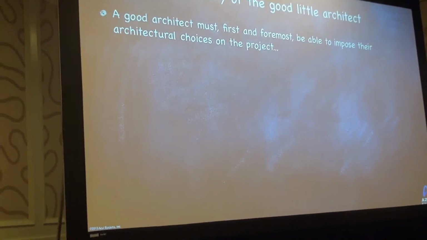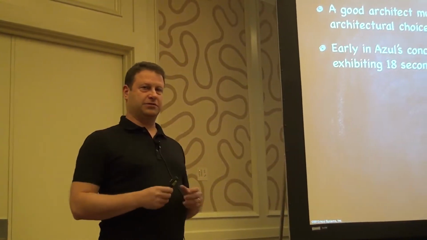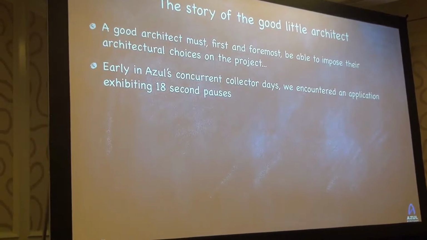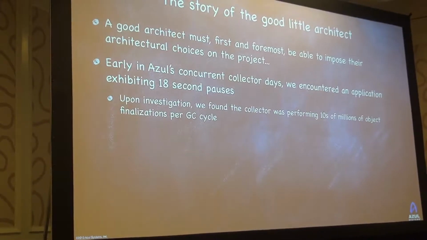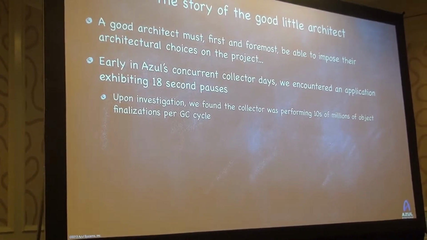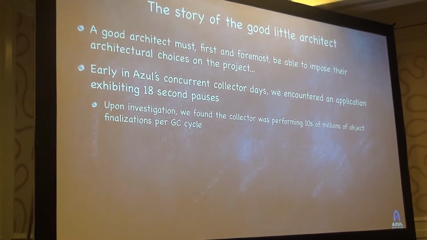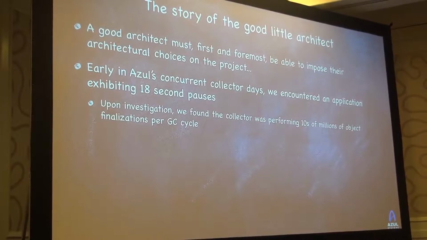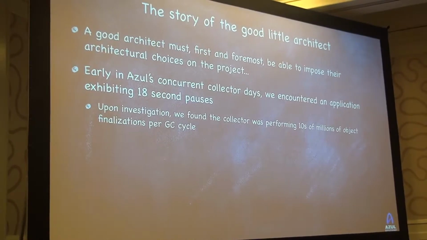So we met a very good architect about 6 or 7 years ago when, using our Vega appliances, we had what we called the automated pauseless collector. And that pauseless collector was pausing for 18 seconds on an application. So we obviously wanted to find out what's wrong there and how that's happening. And when we investigated, we found that this specific application was performing tens of millions of finalizations in every GC cycle. And at the time, our concurrent collectors were still doing finalization as a stop the world event, because come on, how much of that is actually getting done, right? And here there were tens of millions of them stopping for a really long time.